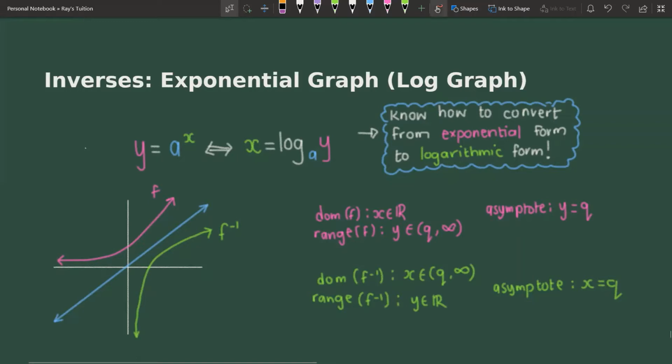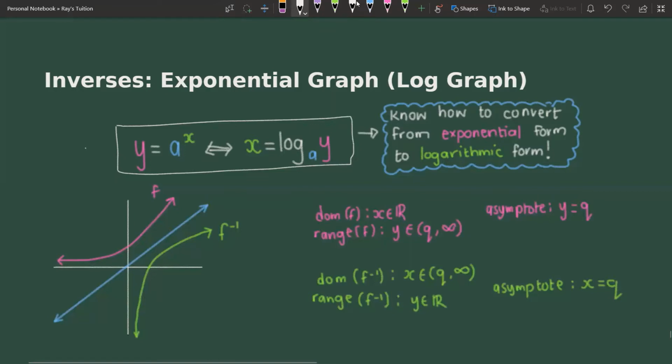So the first thing we're going to go over is how to convert from exponential form to log form. That's quite important because, as you can remember, to get an inverse, we swap x and y and solve for y. And if we do that to an exponential graph, it requires us to make the exponent the subject. So here is how to convert it.